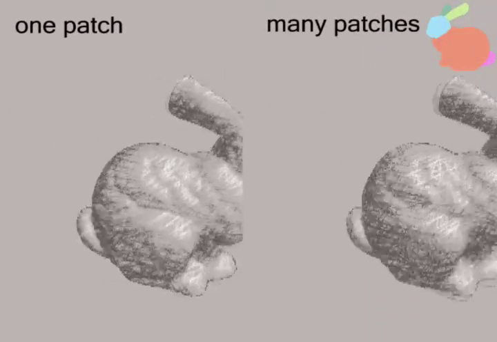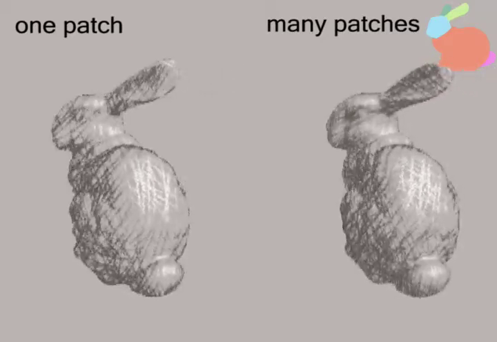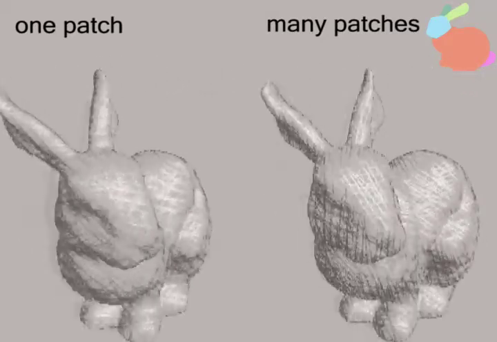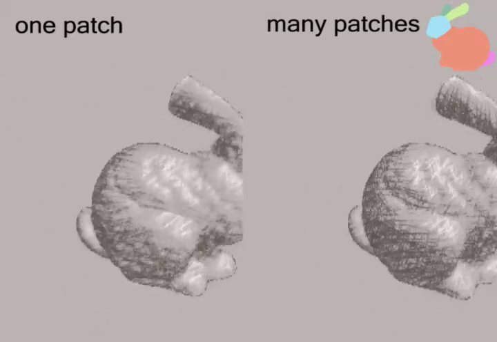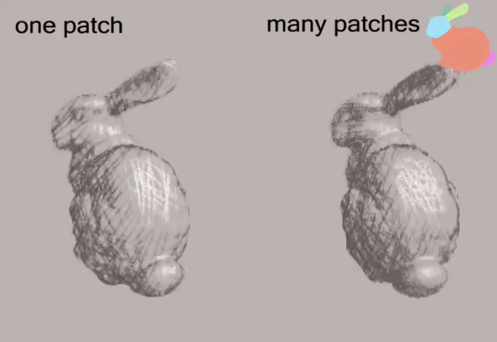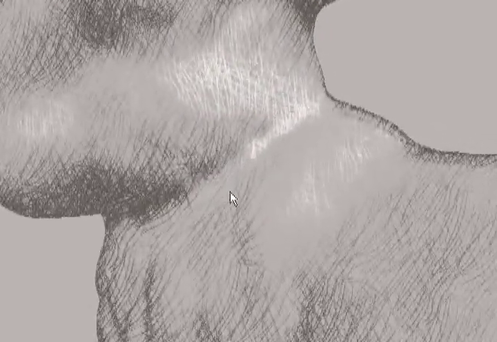To decrease sliding for this model, we compute a separate transform for the ears, head, body, and the tail, and then apply the same style to each. At the patch boundary, we blend the two patterns for a seamless look.